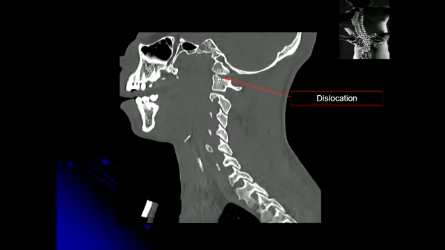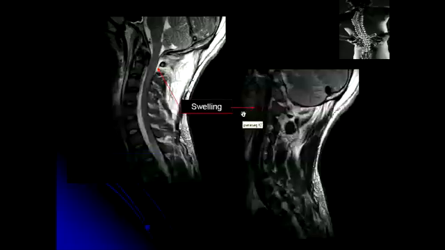The space between the C0 and C1 should be about 1 millimeter. So again, the bottom of the skull, the connection, is called C0. That's C1. This is out of its socket, so it's dislocated. In order to dislocate the upper part of the skull from the spinal cord, it takes a lot of force.